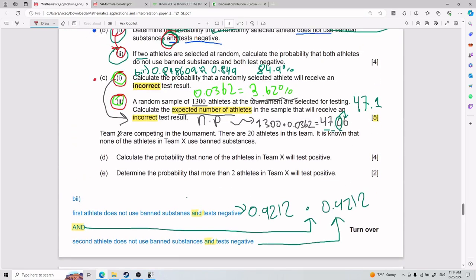Here we have that Team X, that's an interesting name, Team X, are competing in a tournament. There are 20 athletes in this team, and it is known that none of the athletes in Team X use banned substances. And so none of these guys use banned substances. And we need to calculate the probability that none of the athletes in Team X will test positive. All right.